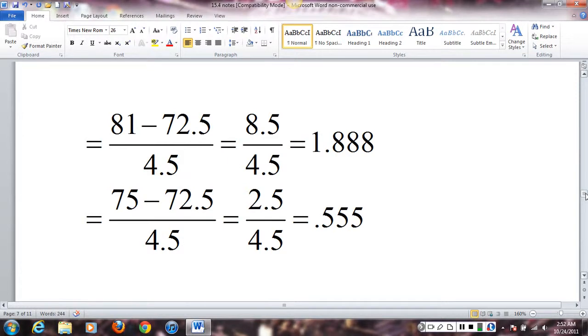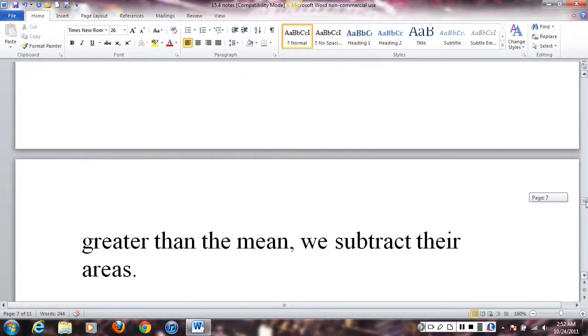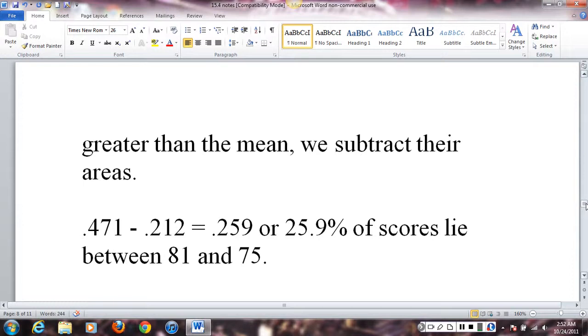Again, notice they're both positive. And the way this z-chart is set up, when you find the corresponding value for each one, 1.88 and 0.55, you have 0.471 and 0.212, so in other words, 47.1% and 21.2%. Since they're both positive, we subtract the areas, which means we subtract to get 0.259, or 25.9% of the scores lie between an 81 and a 75.